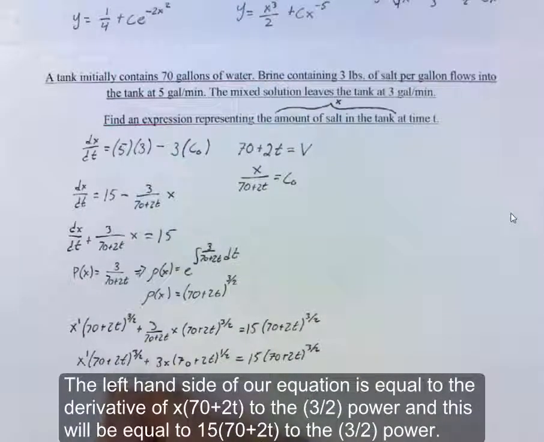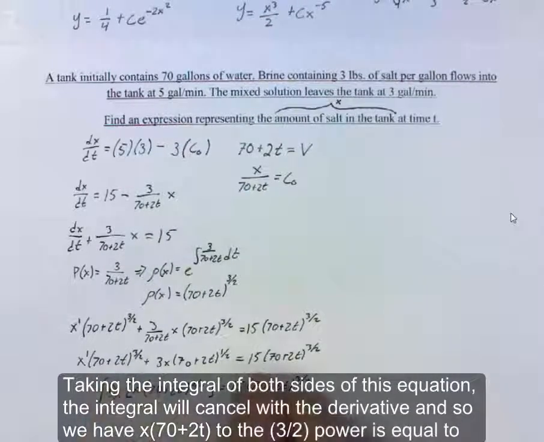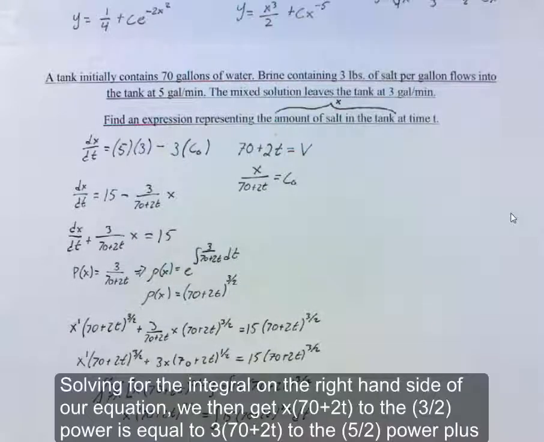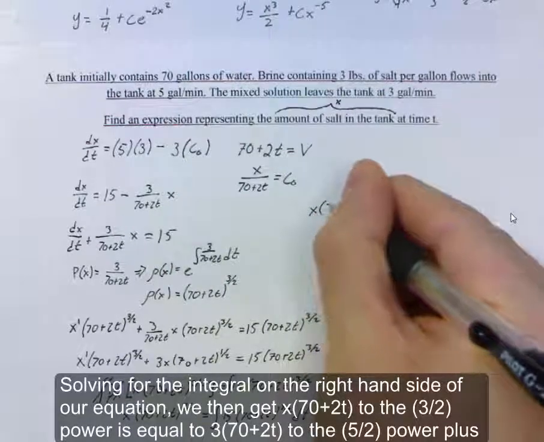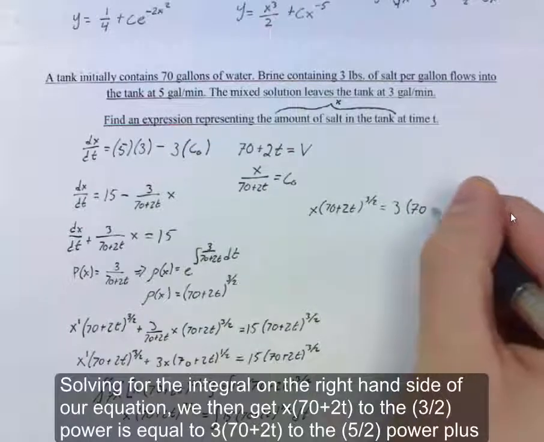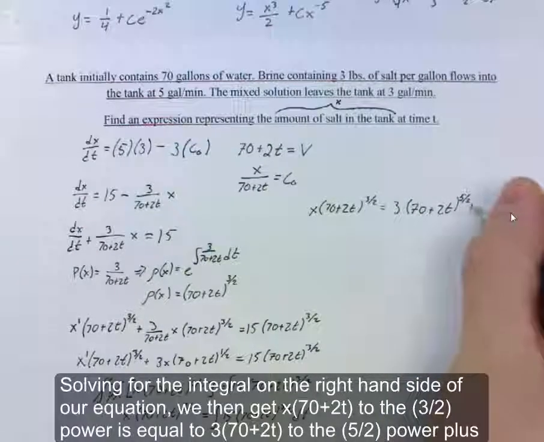The left-hand side of our equation is equal to the derivative of x multiplied by 70 plus 2t to the 3/2 power, and this will be equal to 15 times 70 plus 2t to the 3/2 power. Taking the integral of both sides of this equation, the integral will cancel with the derivative, and so we have x times 70 plus 2t to the 3/2 power is equal to the integral of 15 times 70 plus 2t to the 3/2 power dt. Solving for the integral on the right-hand side of our equation, we then get x times 70 plus 2t to the 3/2 power is equal to 3 times 70 plus 2t to the 5/2 power plus some unknown constant c.